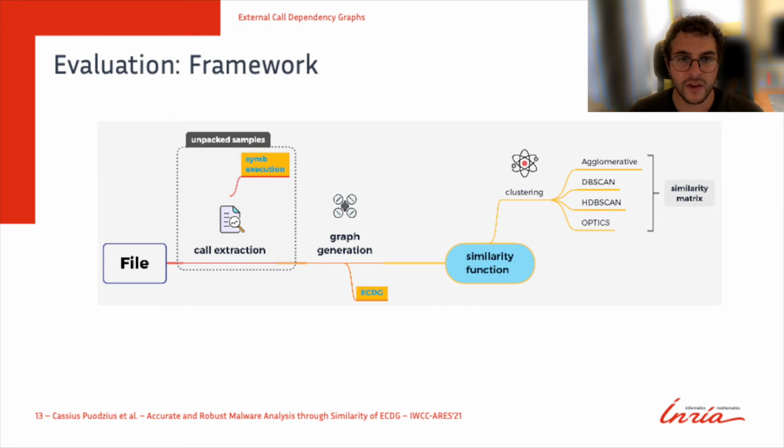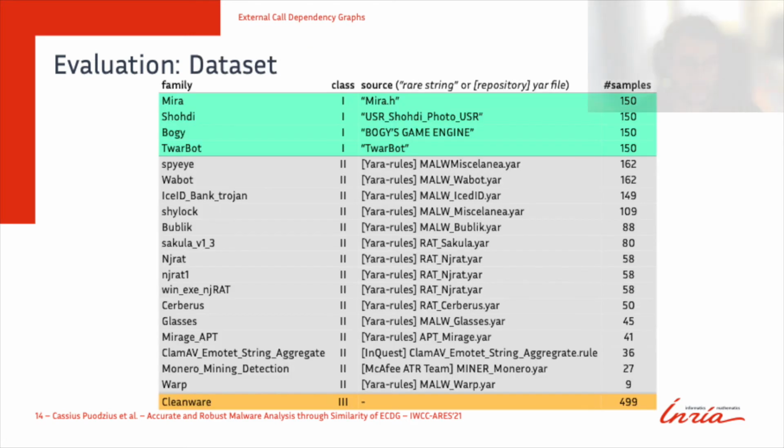Here we see how the evaluation framework was mounted. We first extract the calls using symbolic analysis, then we generate the ECDGs to finally compute the similarity between them. For evaluation purposes, we compute clustering based on our similarity function. The goal is to evaluate the clusterings with different algorithms and to compute external and internal metrics in these clusterings.